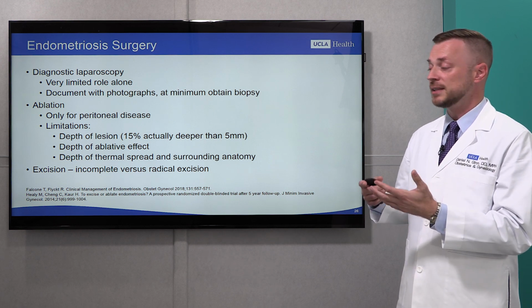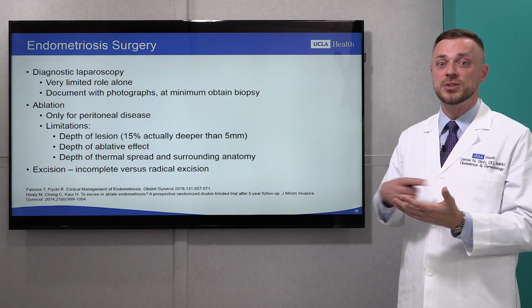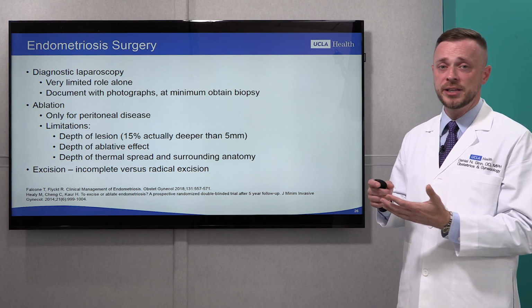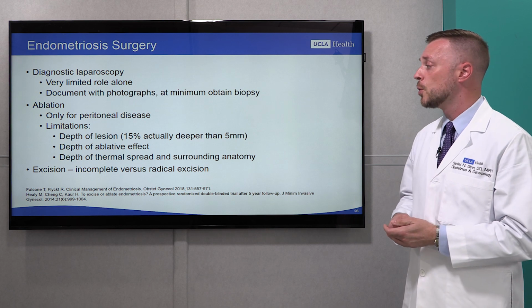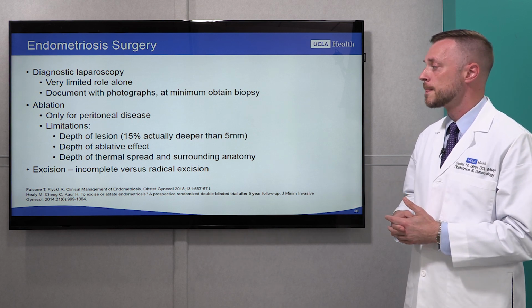Additionally, if that lesion is overlying an area like the ureter, which is that tube connecting the kidney to the bladder, then burning the lesion could also burn the ureter, which could cause an injury and a complication. So we want to avoid that because we have thermal spread that can affect surrounding anatomy.